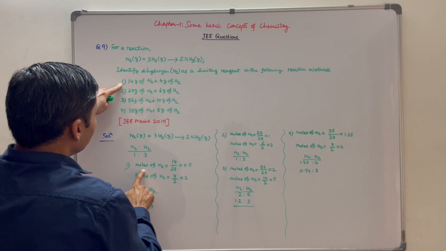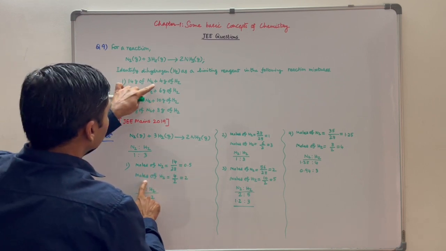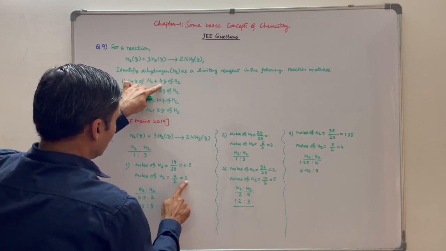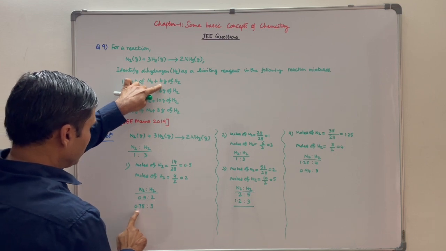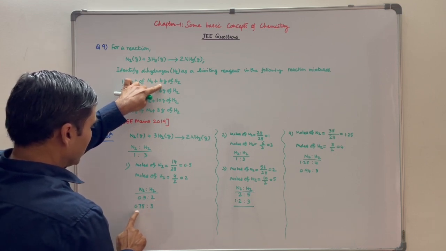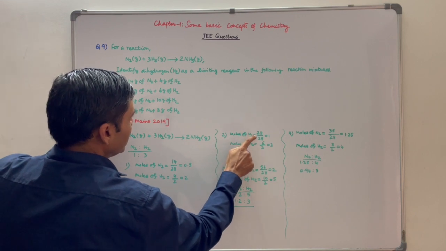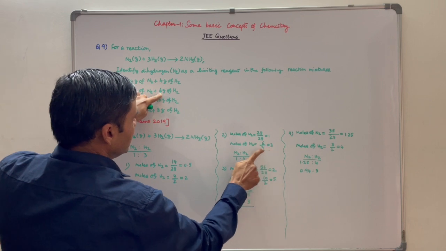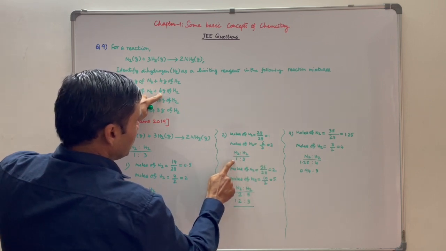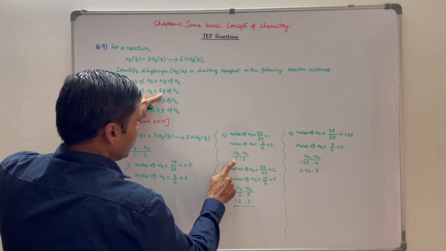First option: moles of N2 will be 14 by 28, that is 0.5, and moles of H2 will be 4 by 2, that is 2. So N2 is to H2 will be 0.5 is to 2, that is 0.75 is to 3. So that is not the correct option because N2 should be more than 1. Second option: moles of N2 is 28 by 28, that is 1, and moles of H2 will be 6 by 2, that is 3. So N2 is to H2 will be 1 is to 3. That also is not the correct option because N2 should be more than 1.